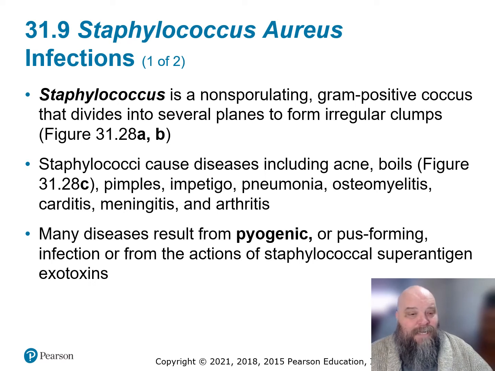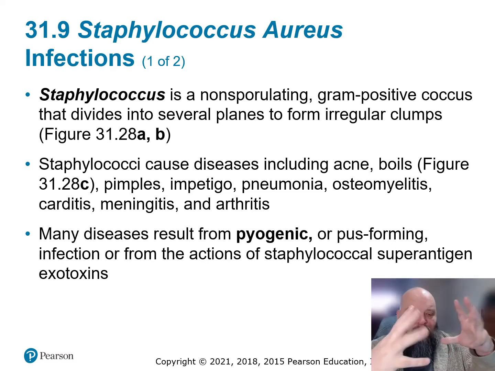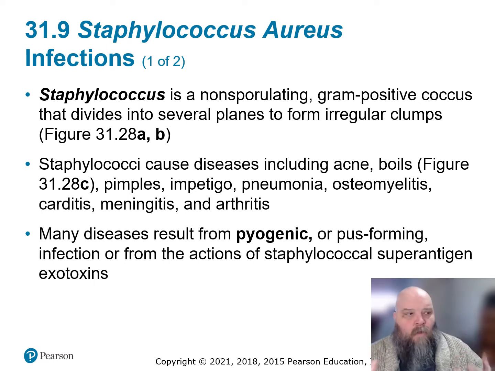Chapter 31, Section 9, Staphylococcus aureus infections. Okay, Staphylococcus aureus, gram-positive cocci. Random plane of division. So instead of nice long chains like strepto, they're dividing in any such way, so they start forming clumps, or as the original microbiologist thought, clusters. Staphylo, Greek for grape cluster. And that's what they thought it looked like, just clumps, clusters of these grapes.